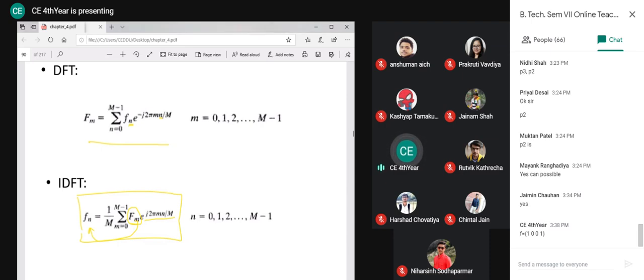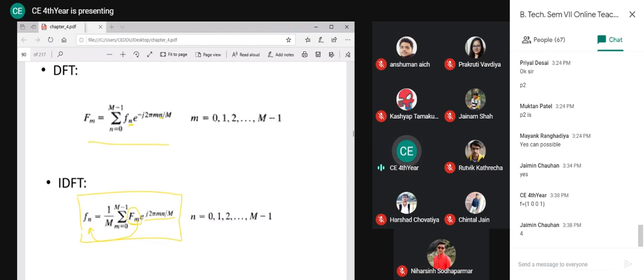Can anyone tell me what is my capital M here? What is capital M? The number of samples. How many samples do I have here? The total number of samples is 4. Now my range of small m and small n will be from 0 to 3.